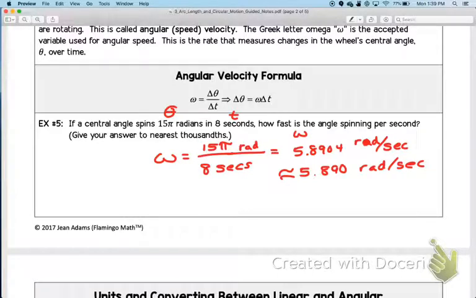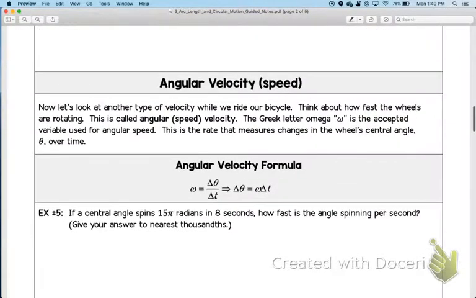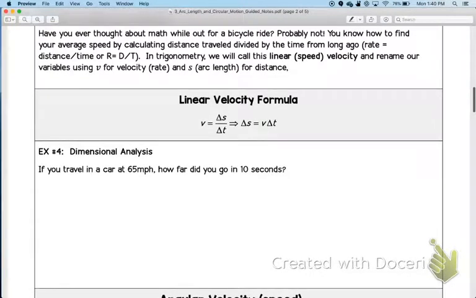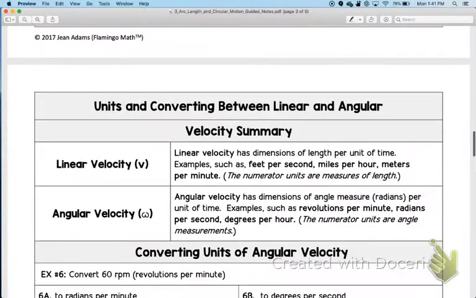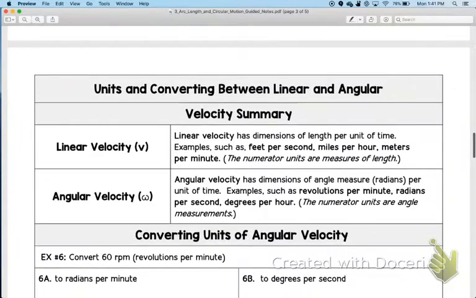Okay, all right, so angular velocity, linear velocity. Make sure you know the difference. For angular velocity, you do your central angle divided by time. For linear velocity, you do your arc length or your distance divided by time. Okay, so on to the next page.